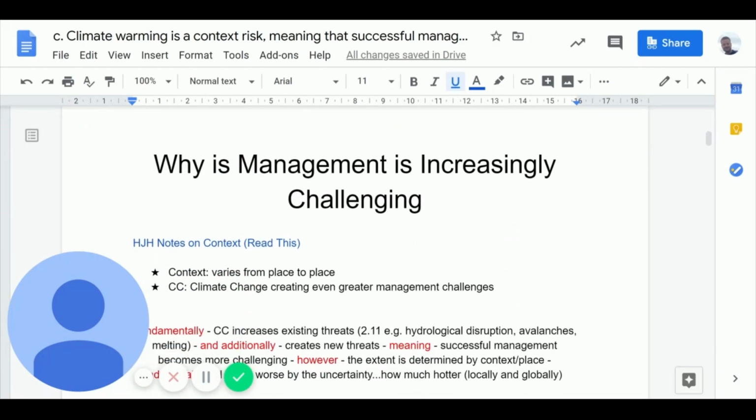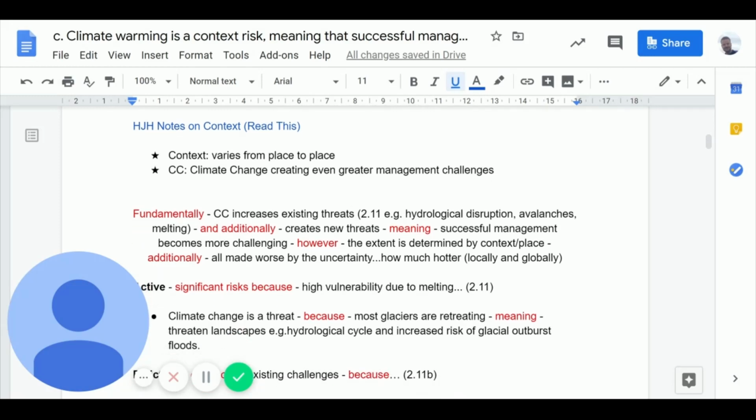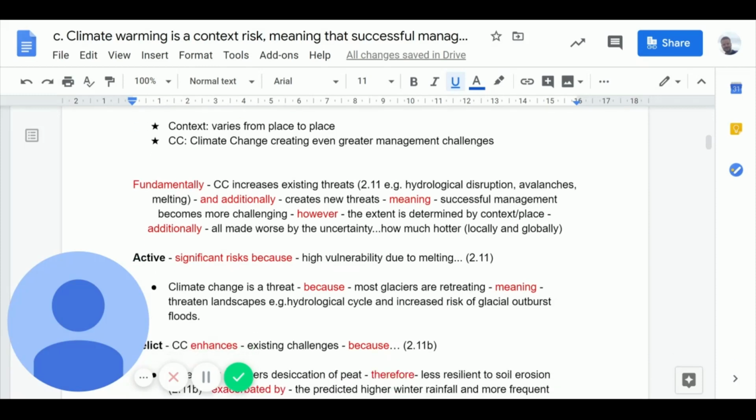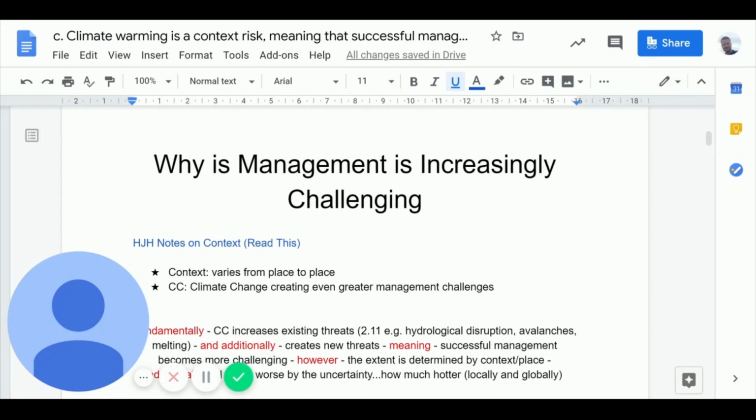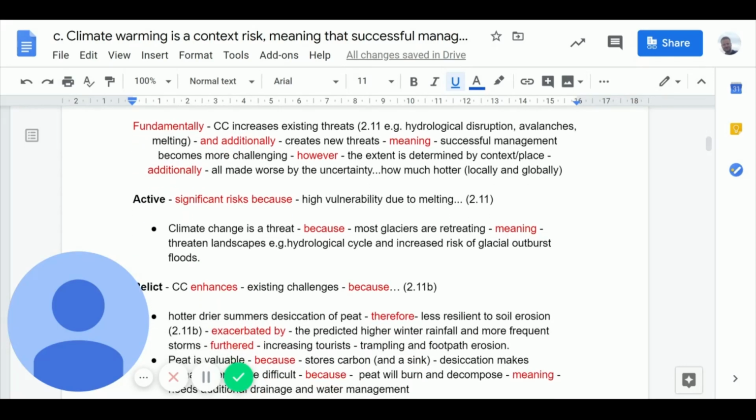So why is it becoming increasingly challenging? How are we going to explain that? There's a few notes I've put on there for you, but the absolute fundamentals are here. So if I got any question about why it's becoming increasingly challenging, I'd use the Mind Your Language sheet, the red words, but fundamentally, climate change is increasing threats. So we know that, and we can look at 2.11, what we did before.